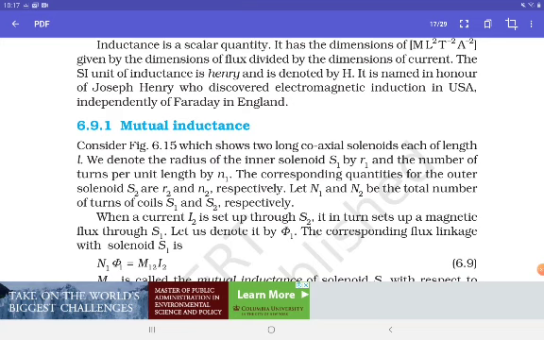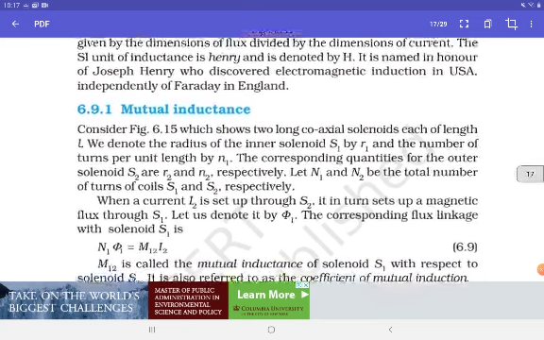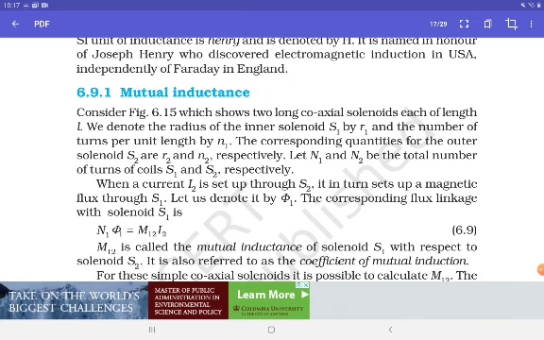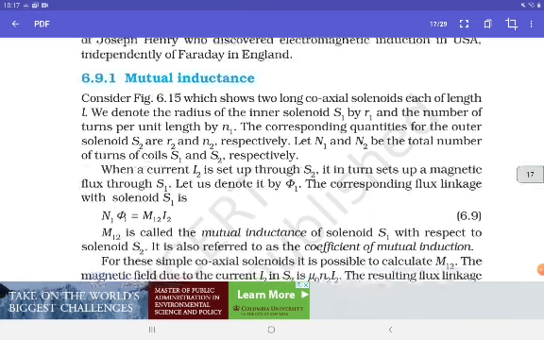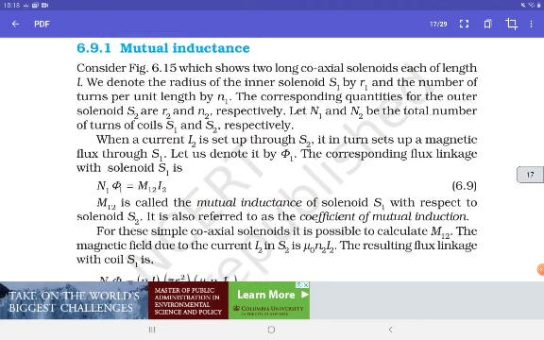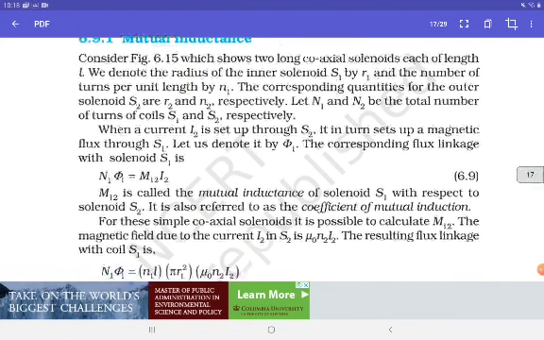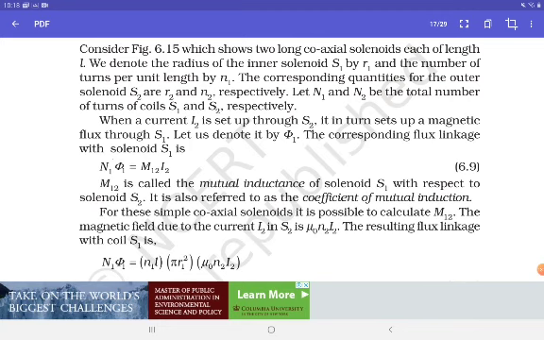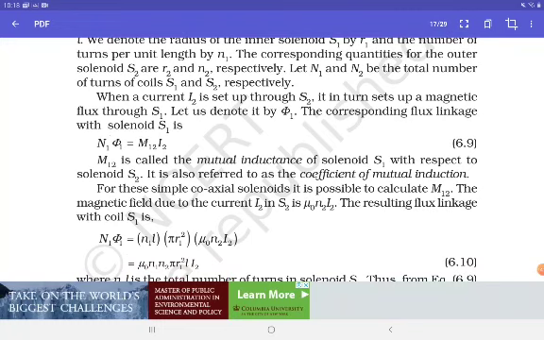Mutual inductance. Consider figure 6.15, which shows two long coaxial solenoids, each of length L. We denote the radius of the inner solenoid S1 by R1 and the number of turns per unit length by n1. The corresponding quantities for the outer solenoid S2 are R2 and n2 respectively. Let N1 and N2 be the total number of turns of coils S1 and S2 respectively. When a current I2 is set up through S2, it in turn sets up a magnetic flux through S1. Let us denote it phi 1.